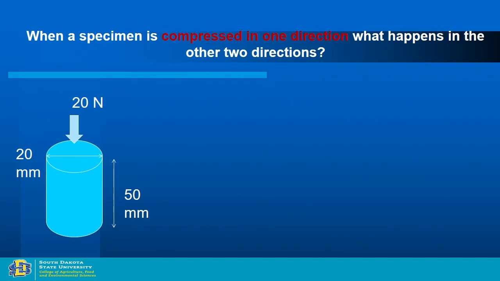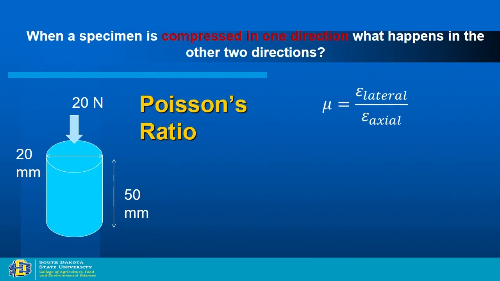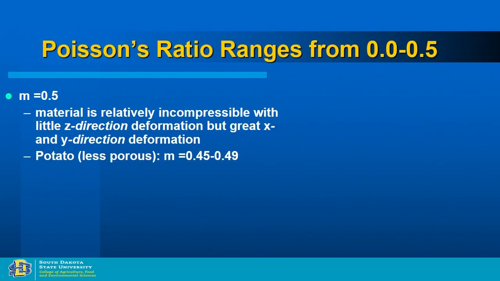Let's look at the Poisson ratio now. When a specimen is compressed in one direction, what happens in the other two directions? Here only another direction, it will increase. So lateral strain over axial strain, normal strain, is Poisson's ratio. So when you look at the Poisson ratio, it can vary from 0 to 0.5. The maximum Poisson ratio is 0.5, and those samples are called incompressible material.